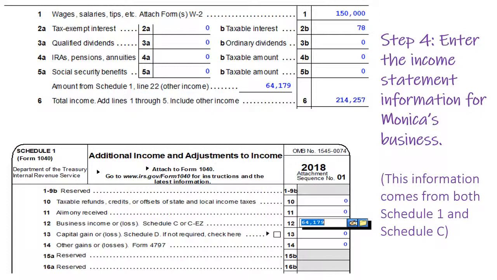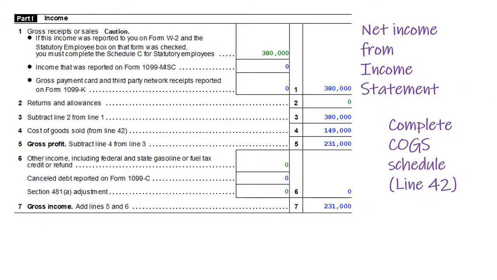In the next step, you'd have entered the income statement information for Monica's business. This information appears in both Schedule 1 and Schedule C, the self-employment calculation form. On the Schedule C, you'd have entered the net income from Monica's income statement of $380,000, as well as completed the cost of goods schedule, which appears way at the bottom of the form on line 42.